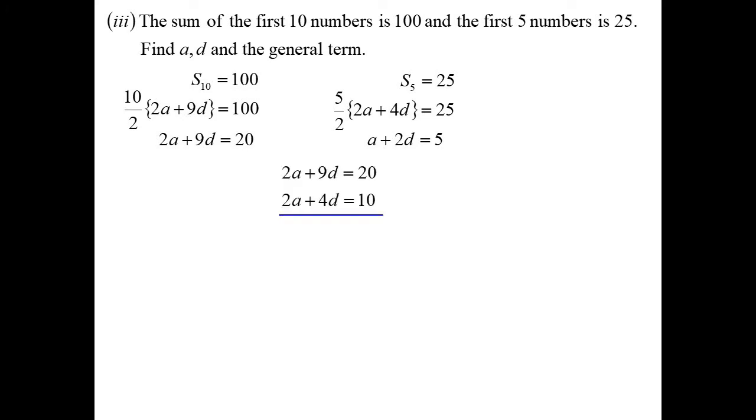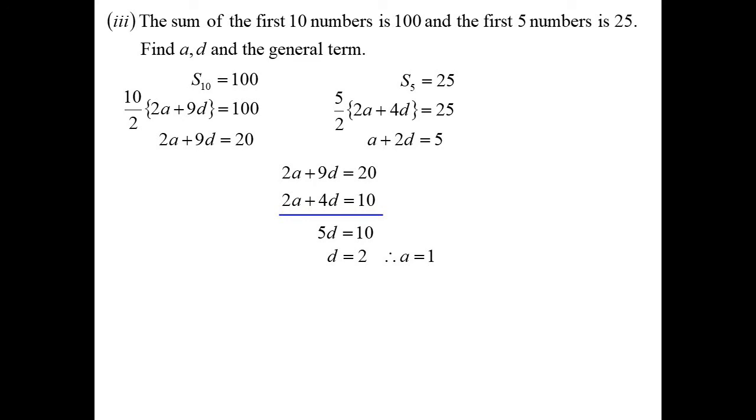So I've got 2a plus 9d is 20. I'll multiply the second equation by 2. 2a plus 4d is 10. 5 differences is 10. Therefore, the common difference is 2. Substitute back in. a is 1. So I've got the first term. I've got the common difference.